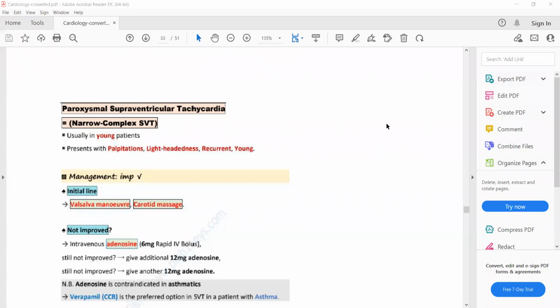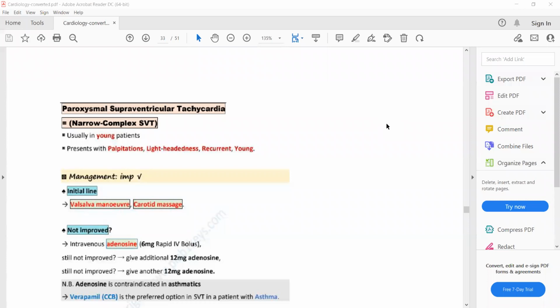So our first topic for today is paroxysmal supraventricular tachycardia. Remember that it is called paroxysmal supraventricular tachycardia because it starts suddenly and ends abruptly as well. So it starts suddenly and ends abruptly. That's why it is called paroxysmal supraventricular tachycardia.